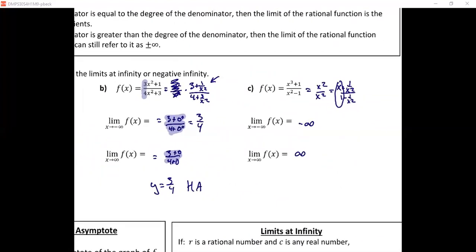With part C, if I take out the x squared over x squared and reduce those out, I am left with an x in the numerator. Because I'm left with an x in the numerator, this is negative infinity, because we end up with negative infinity plus 0 over 1 minus 0, which is just negative infinity. This one is infinity plus 0 over 1 minus 0, so just infinity as well.